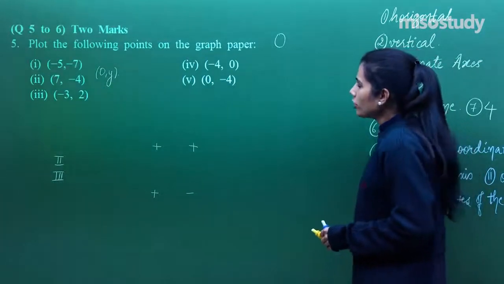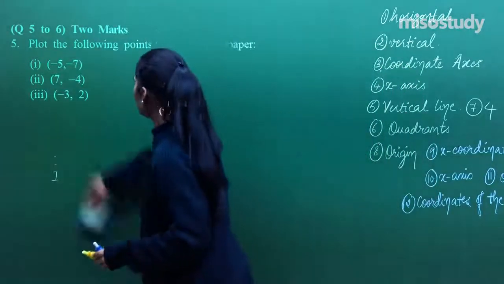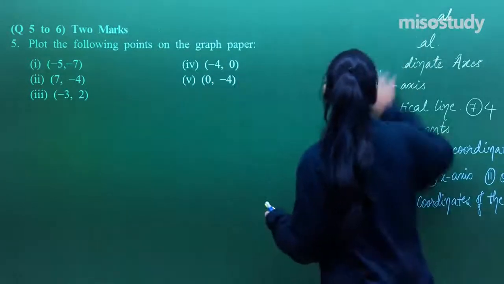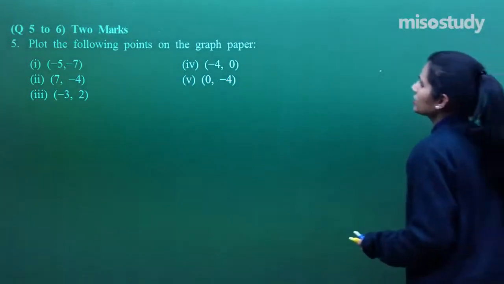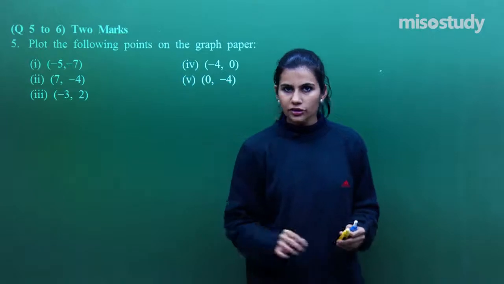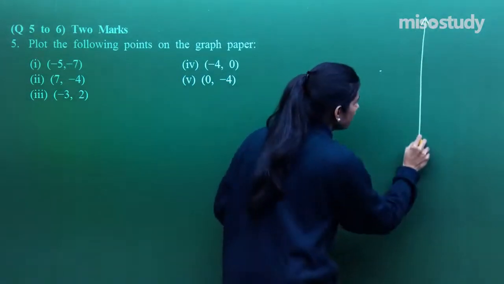Next is plot the following points on the graph paper. Now of course in your question paper, you would be provided the graph paper. Here right now we have to understand the concept of plotting points, right? What is that? Let's just draw the Cartesian plane.